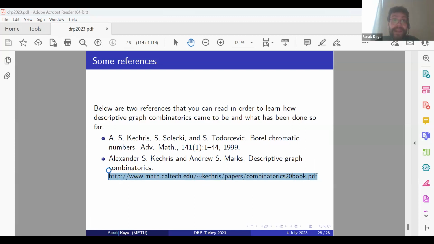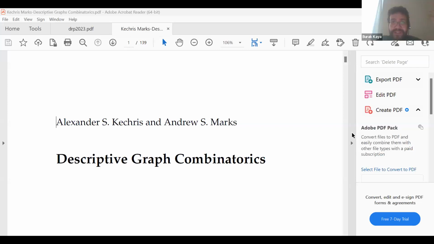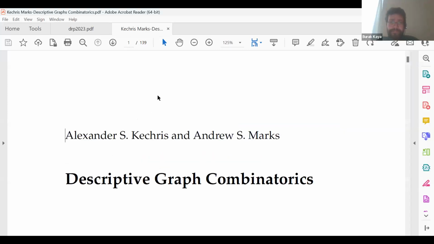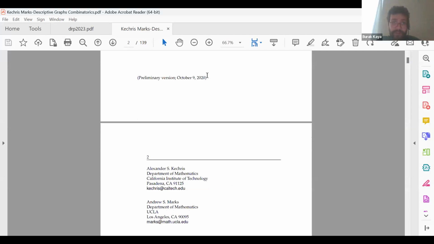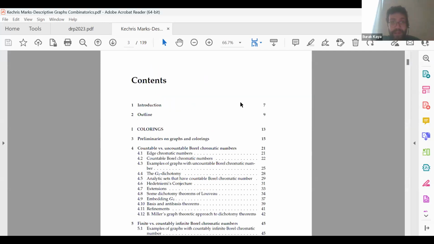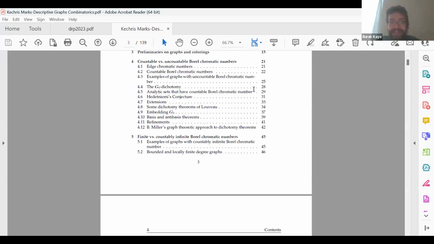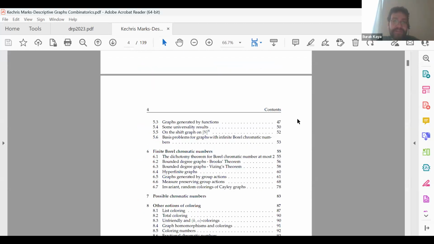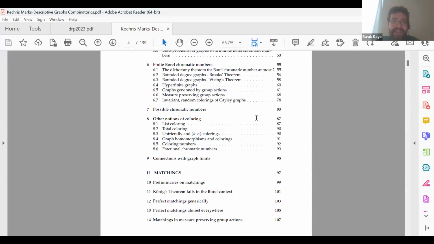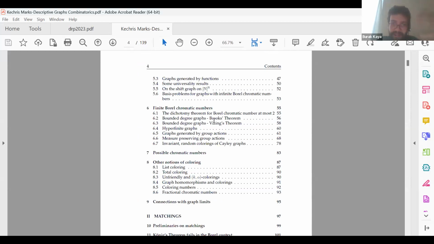They are writing a book which aims to collect all the stuff that has been done. I want to show you the book very quickly. So I'm just going to change this to, you can find this online. I think they're planning to publish this as a book from Springer based on the LaTeX. So this was in 2020. Maybe they updated this. This book by Kechris and Marks basically contains almost every result in this field that you can find, like their own results, all the new stuff that's been happening. And if you just look at the index, you'll see there are many interesting things.